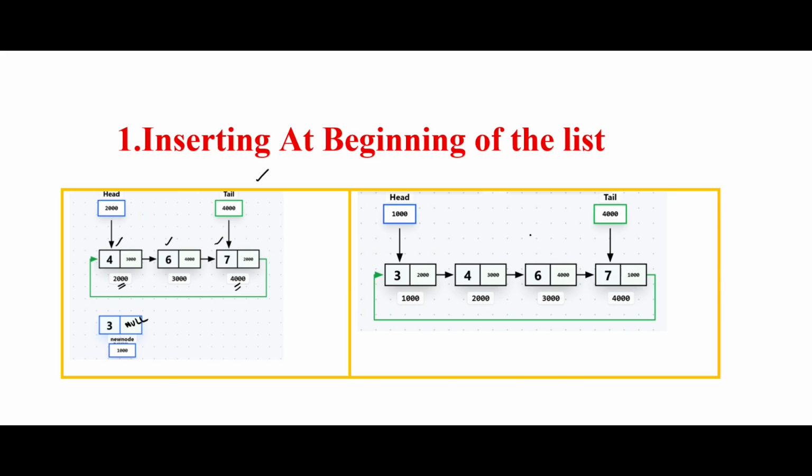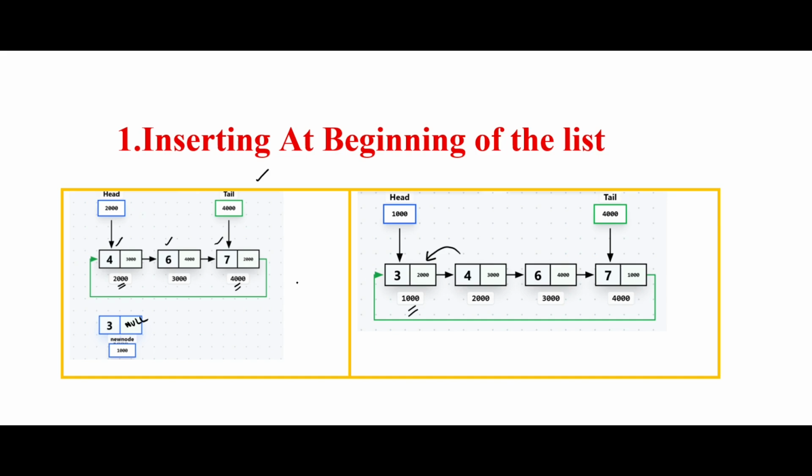Now in this right side diagram, you see 3 is inserted, so it is inserted before 4. So at the beginning of the list I inserted, and its address is 1000 now. Who is the head now? Previously head points to the element 4, but now 3 is the first element, so head should contain the address of the element 3. So I changed head to 1000, so head is pointing to this one.